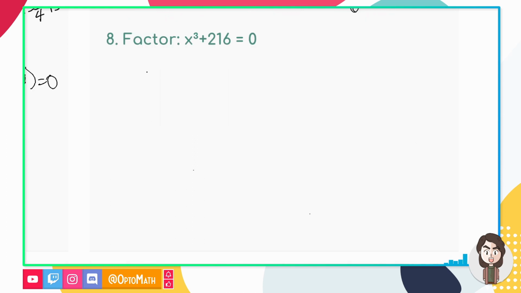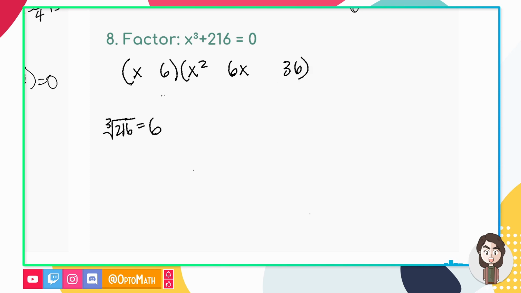Let's just factor this one. We've got x and the cube root of 216 is 6. So we've got x and a 6. We've got x squared, 6x, and 36. Now let's look at the signs. We've got same, opposite, always positive.